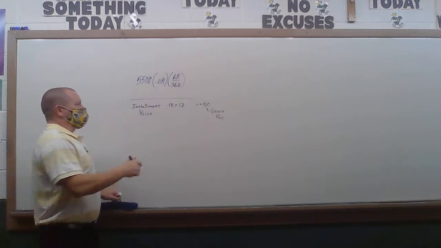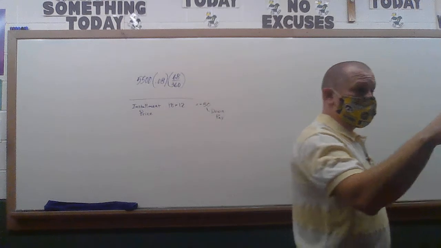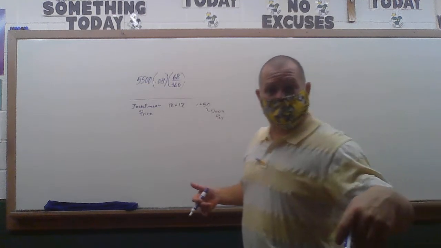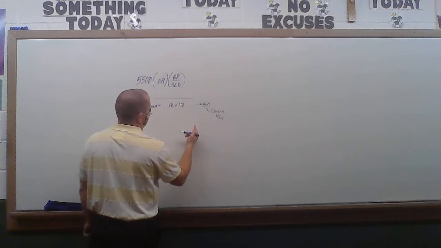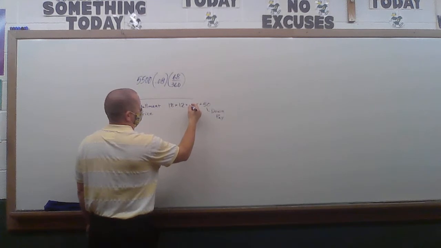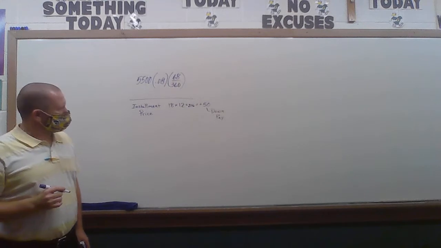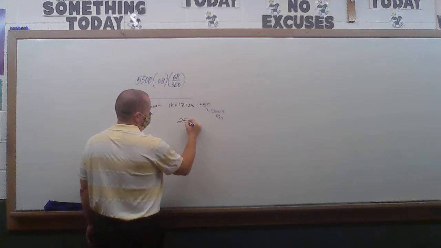So again, this number right here should always be bigger than whatever you're buying. If you find an installment plan that's cheaper than the cash price, do the installment plan, obviously, right? So what's 18 times 12? 216. 216 plus 50? 266.